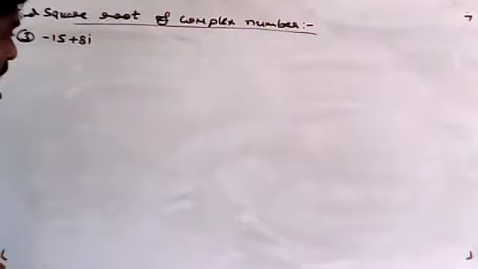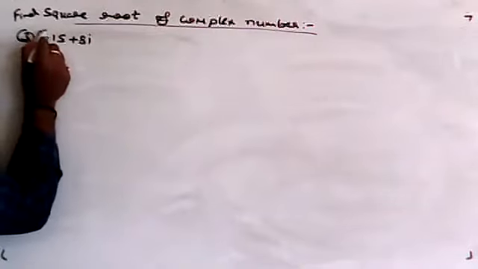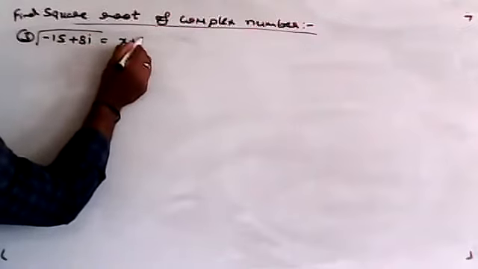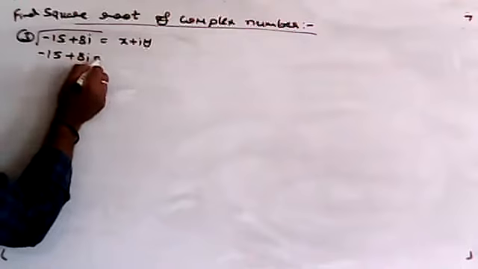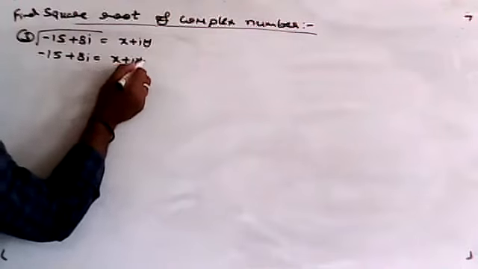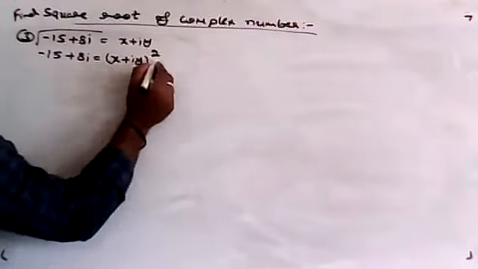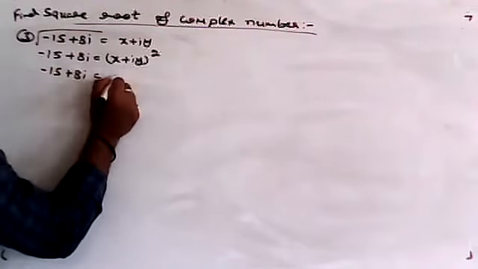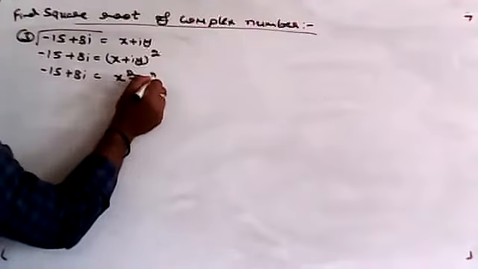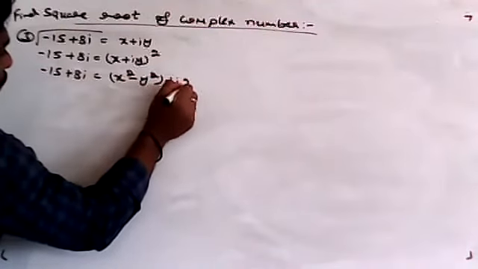Okay, now tell me quick. So we have to write the square root of minus 15 plus 8i equal to x plus iy, then the whole square. Then we can write minus 15 plus 8i is equal to, as you know, x square minus y square plus i 2xy.